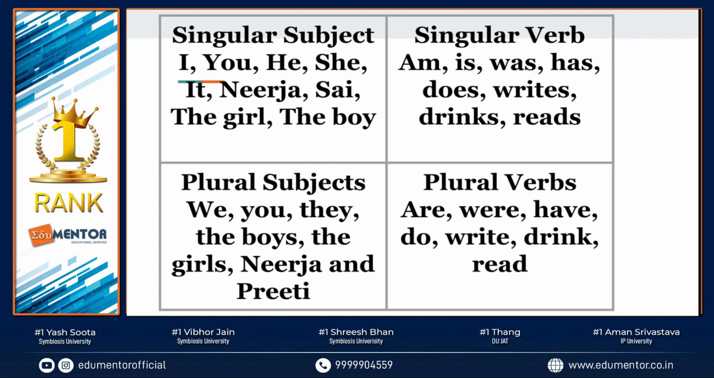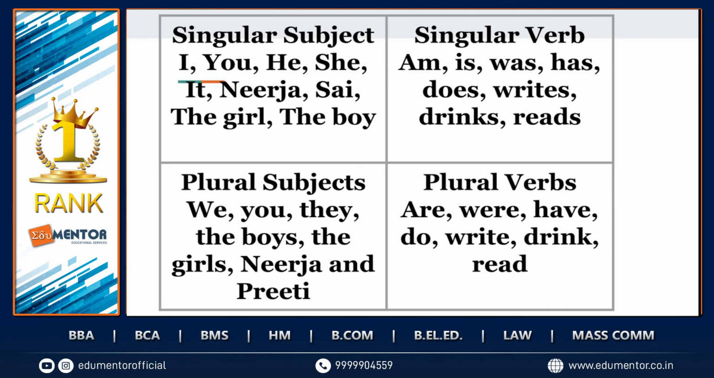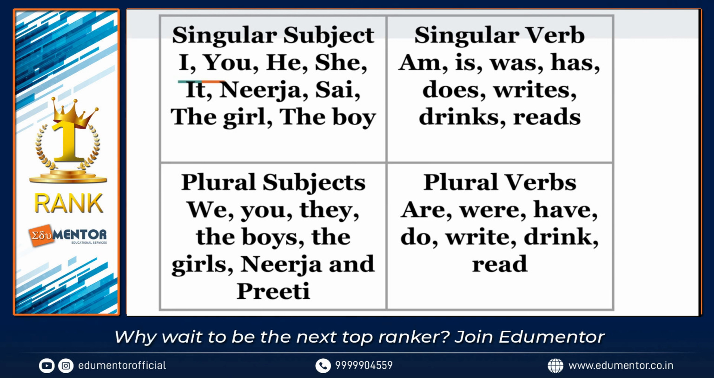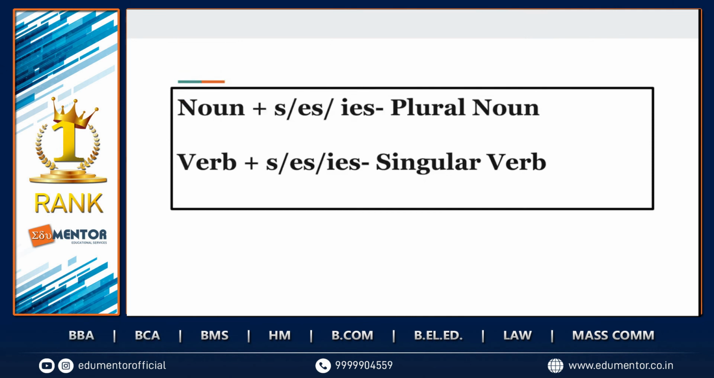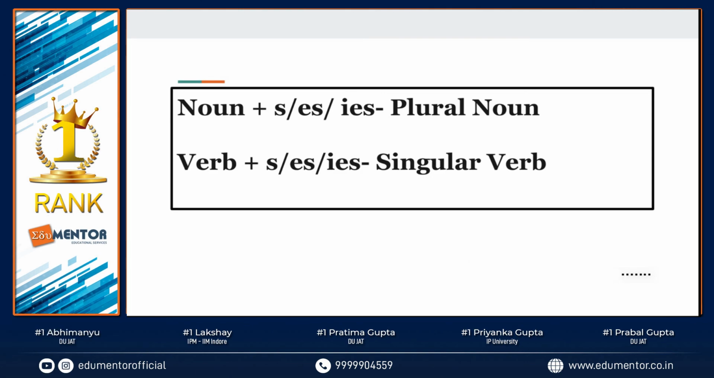When you talk about plural subjects, all right, we have we, you, they, the boys, the girls, Nirja and Preeti. These are all plural subjects. And with these plural subjects, you will use plural verbs like are, were, have, do, write, drink, read. So, can you see that singular verbs are having s with them, but plural verbs are not having s with them? Do remember this, okay? This becomes important, all right? So, noun plus s is a plural noun, but verb plus s or es or ies is a singular verb.